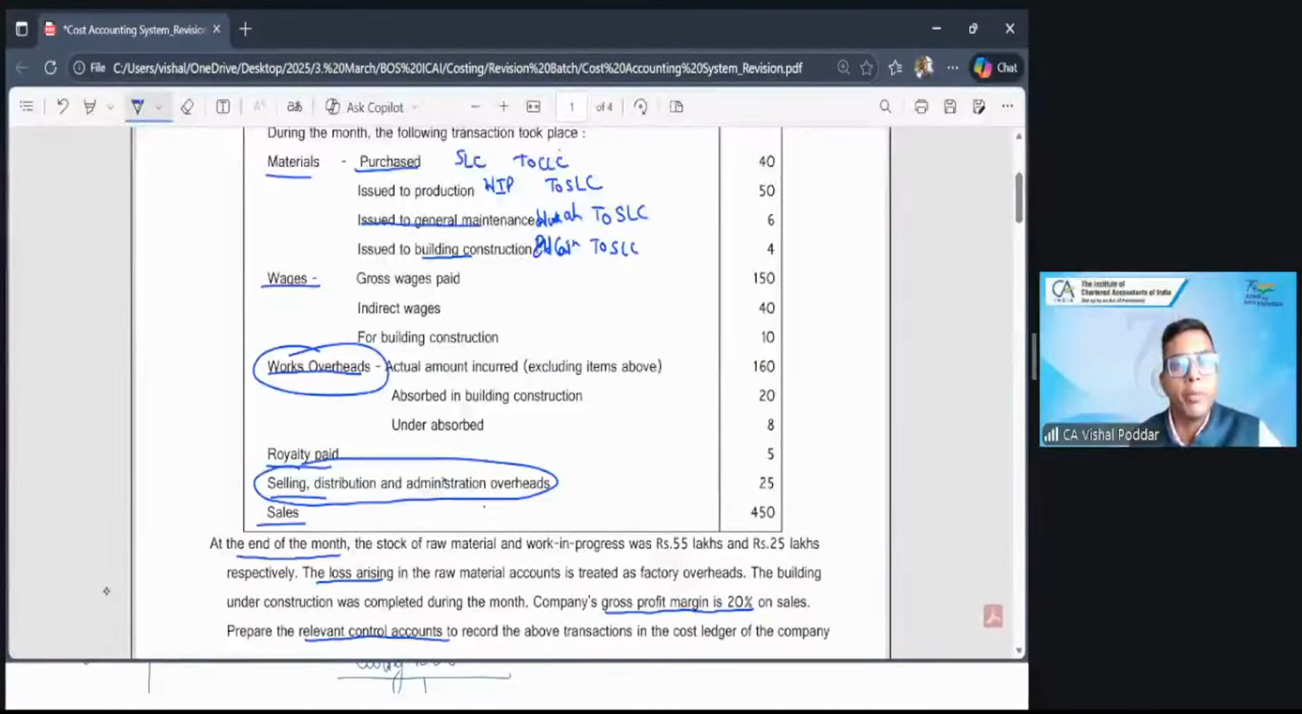Now, when we come to labor, the first transaction is the gross wages paid. So obviously debit the expenses. Now wages is represented by LCC. And since it is paid, credit is what goes out. So cash is going out and cash and bank both are represented by CLC.